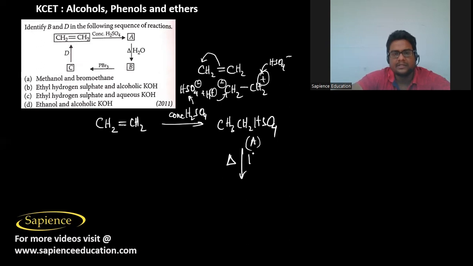Then if it is heated with H2O, the OH group will be linked. From H2O we will have an OH minus ion and an H plus ion. The H plus ion will link with the HSO4 minus ion and again form H2SO4, and the OH minus ion will attack the carbocation. Then it will form ethanol, CH3CH2OH, which is the compound B.